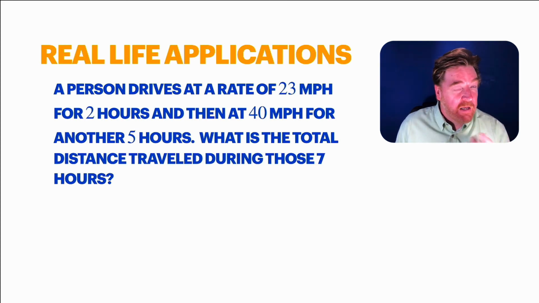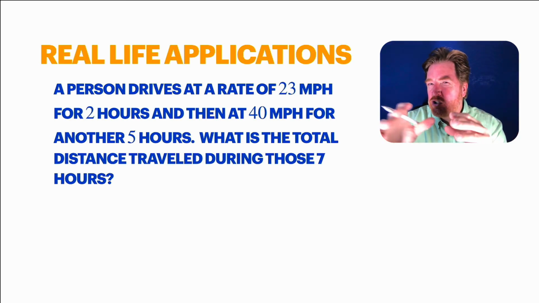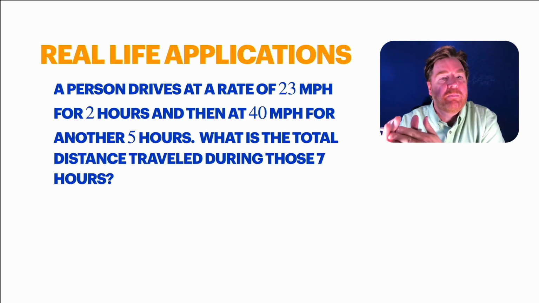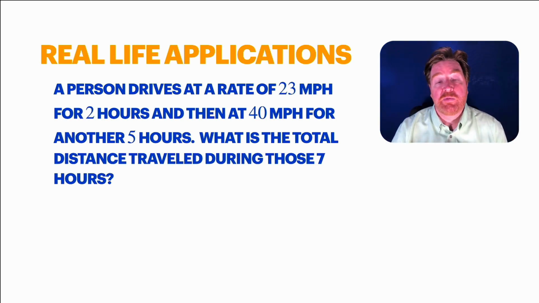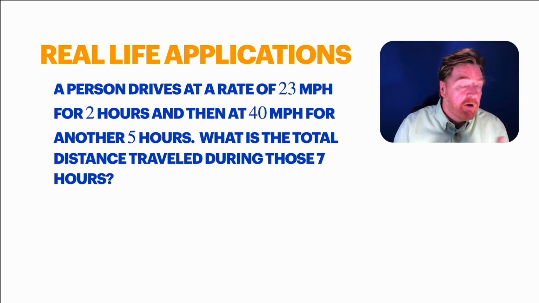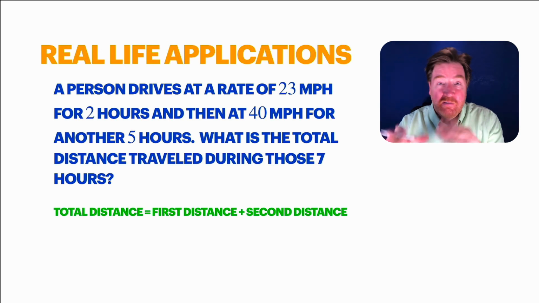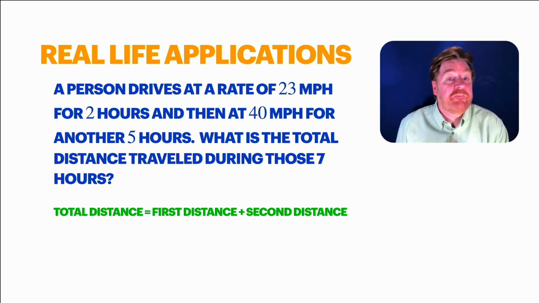All right, well, if you think about it, the total distance seems like it's broken up into these 2 parts, right? These 2 legs of the trip. One where the person was going 23 miles per hour, and then another one where the person was going 40 miles per hour. All right, well, that just means that the total distance is the first distance, the first part, plus the second distance. And we can figure out each of those parts individually.